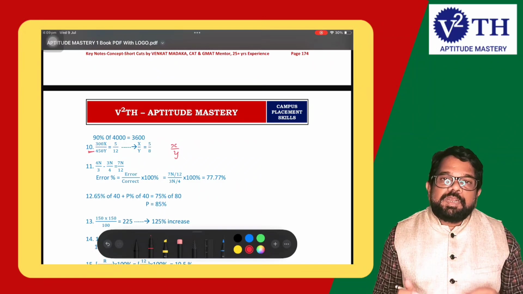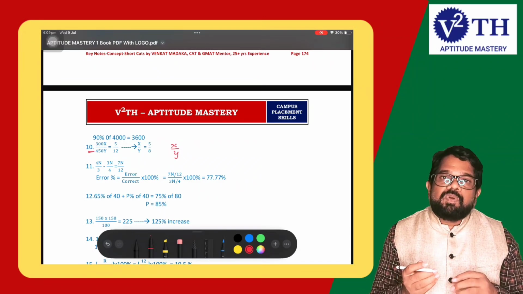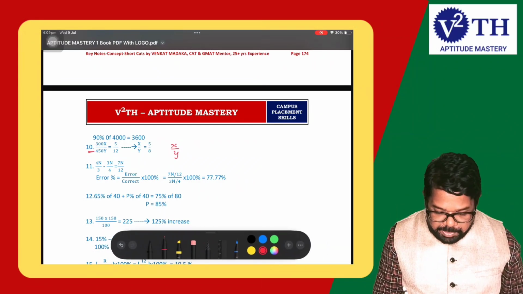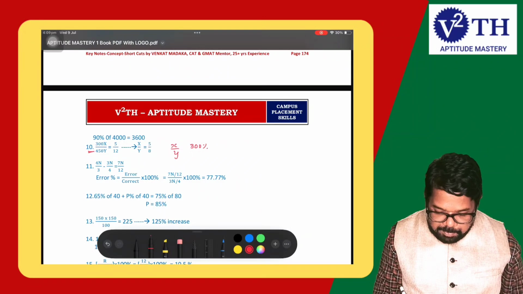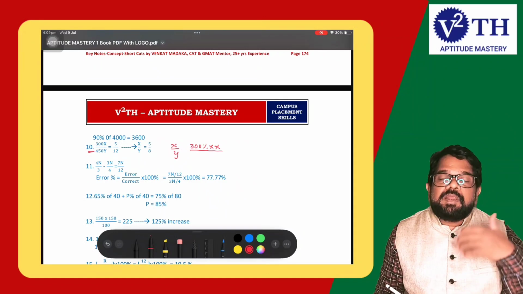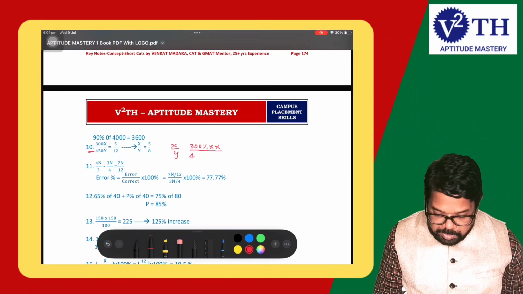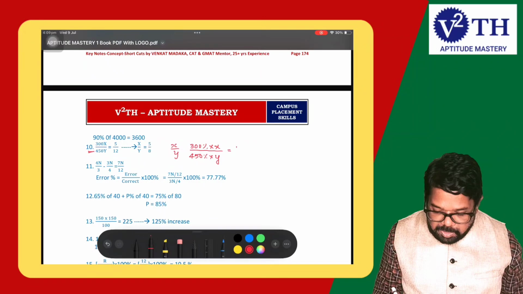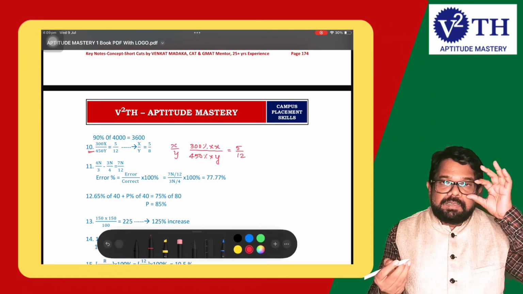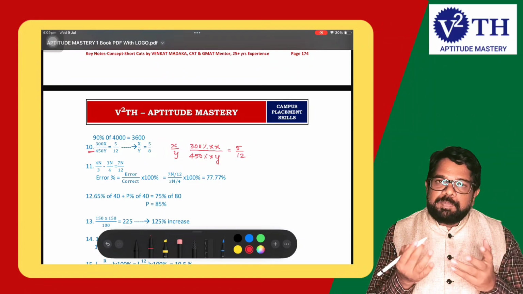So numerator is increased by 200% means you have to take 300% of numerator, 300% of x. Denominator is increased by 350%. Increased by 350% means 100 plus 350, so 450% you have to take. Denominator value is 450% of y. This resultant value is given as 5 by 12. From this you have to calculate the original fraction, x by y.